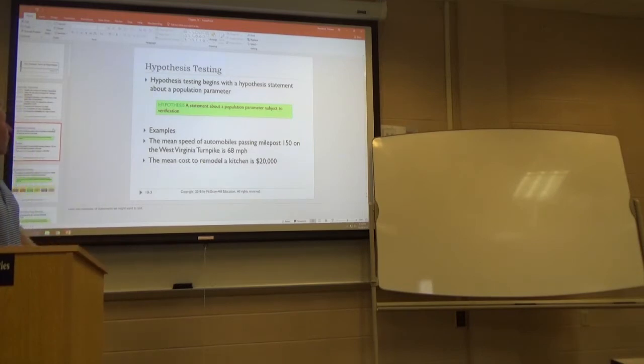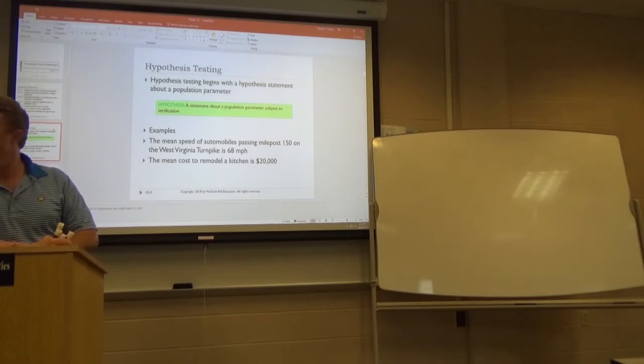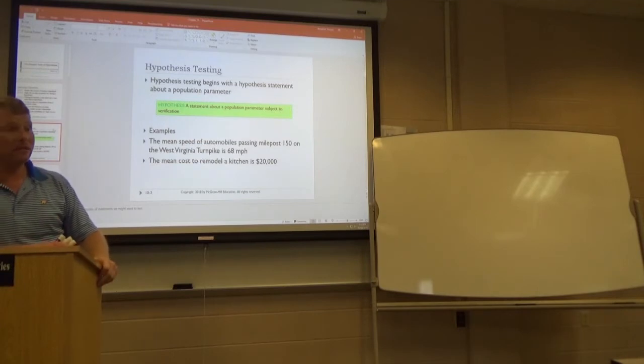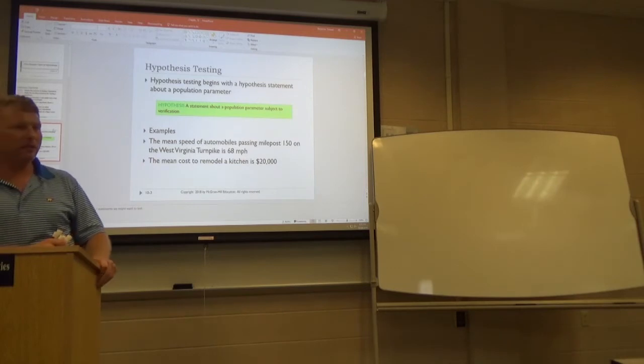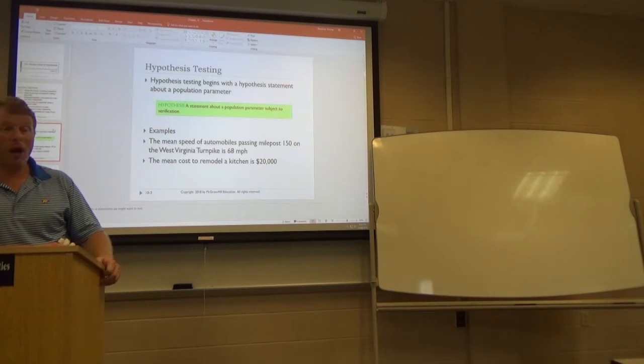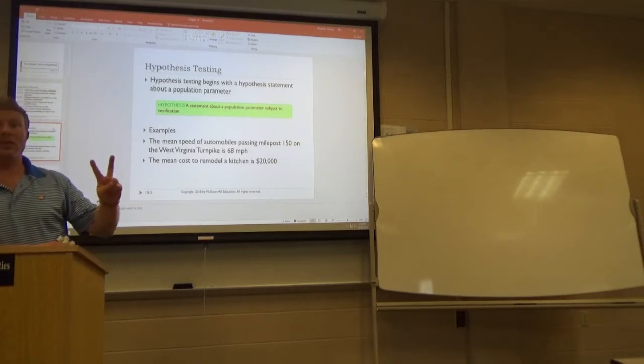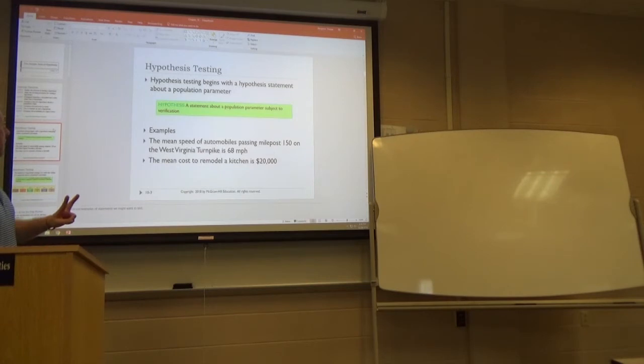So what is that first part right there? A statement. Would this be a statement? At least 10,000 cars a day pass Dalton State on I-75. Is that a statement? Is that a statement about a population? Yes, because it's at least that many. I'm talking about all the cars that pass in the day. So that statement crosses those first two criteria off for being a hypothesis.